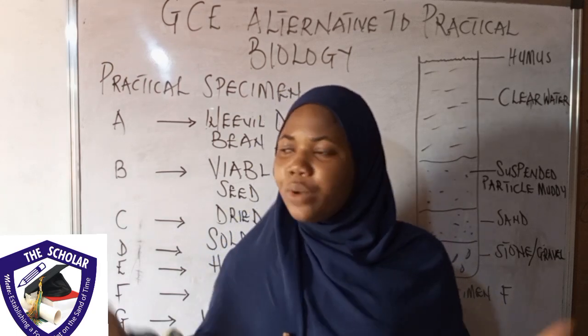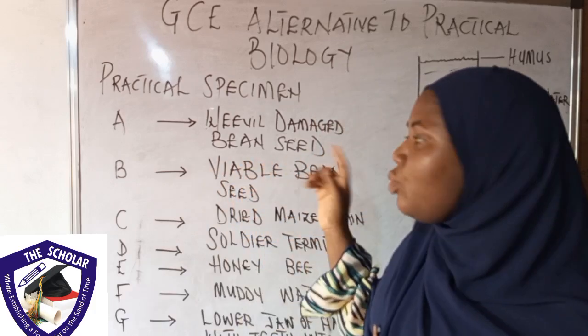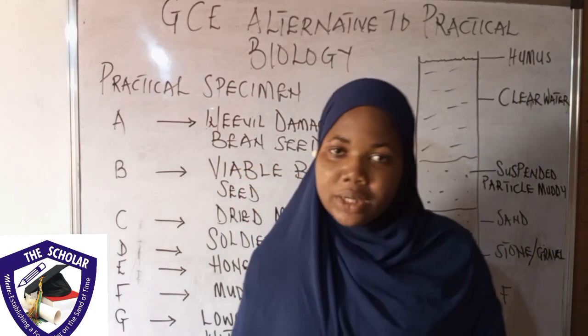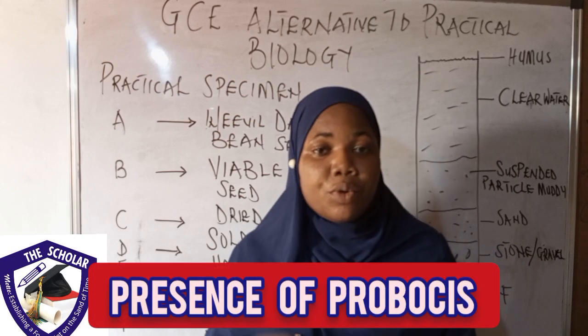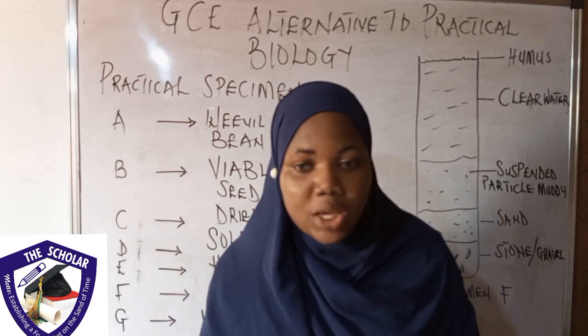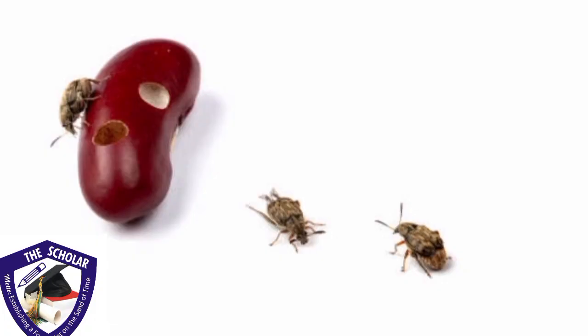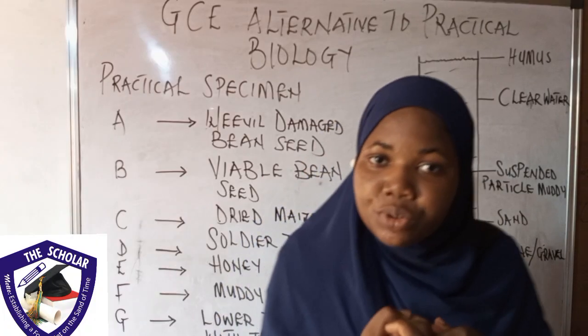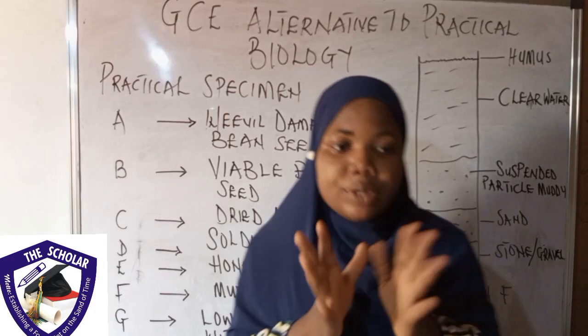Moving forward, you can also explain the adaptive features of this weevil in the bean seed. Number one, the presence of a proboscis, which is used for boring into the seed. So before they can penetrate into the bean seed, they have a proboscis for boring into it. They'll make a hole, then they'll enter it easily.